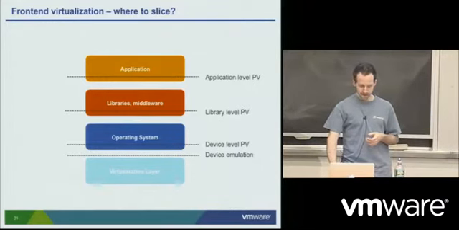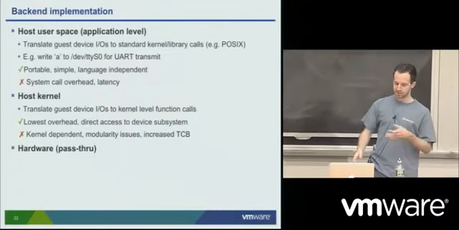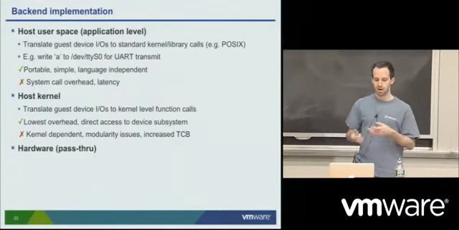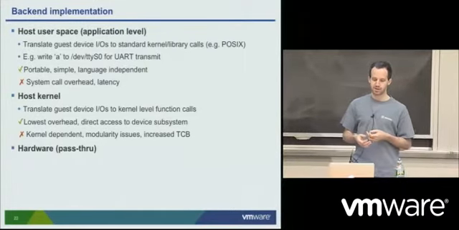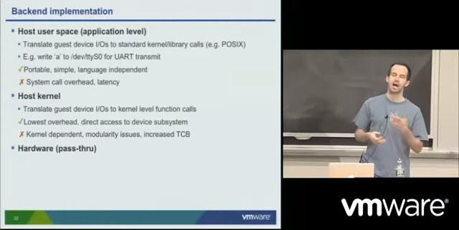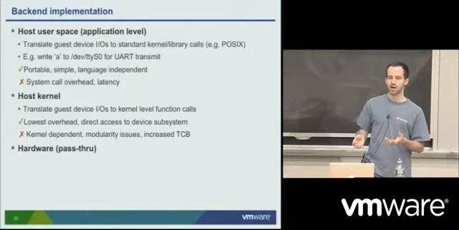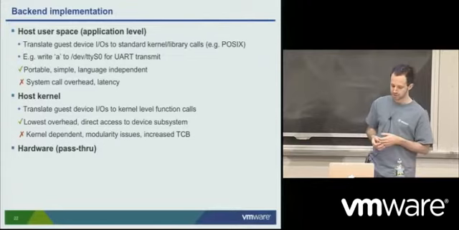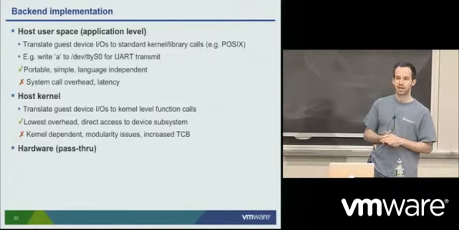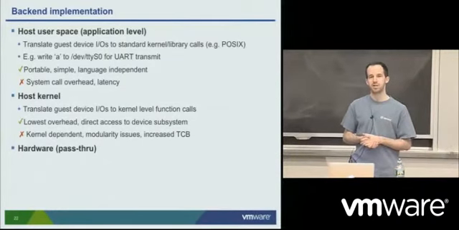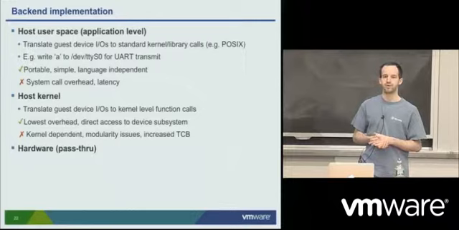Now at the back end, as I mentioned, what you do is you have this host application which is running on behalf of the VMM, making use of kernel services, and it uses standard system libraries and the system call interface. So, for example, on a Unix-like operating system, the backend for the UART might not be speaking to a physical UART directly. Instead, it might just be writing out to /dev/ttyS0 or something like that. That's the typical way these things are done. And this is great. It's portable, simple, largely language independent. You can use any implementation language that you feel like for the backend.